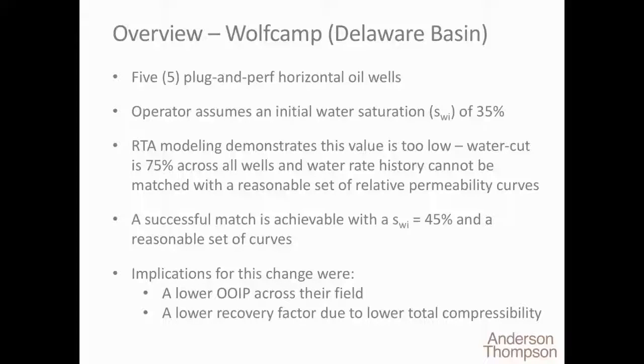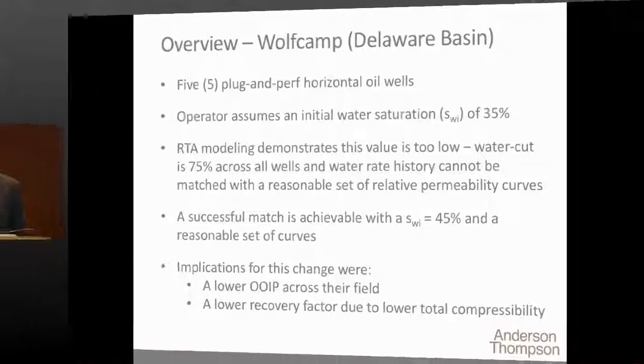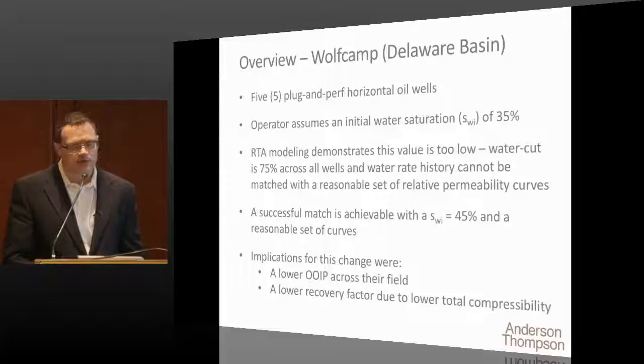So what we tried to do is we modeled these things, and we did ridiculous things to rel perm curves to make this work to start. And you'll see what we had to do. But using a reasonable set of rel perm curves, and we increased the SWI by 10%, everybody's happy, everything makes sense. The implications for this, though, are very significant, of course.